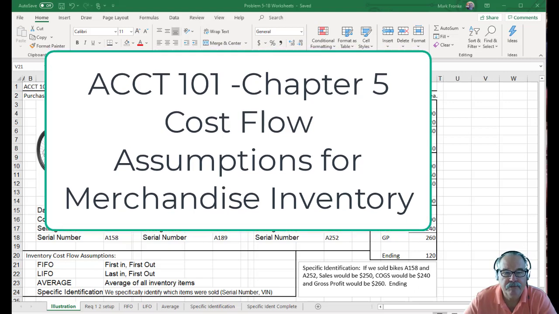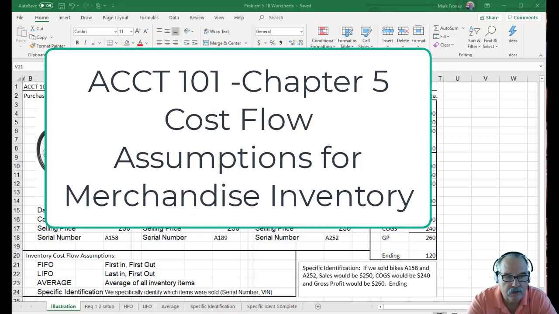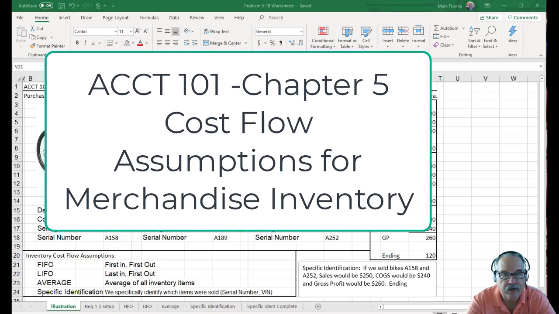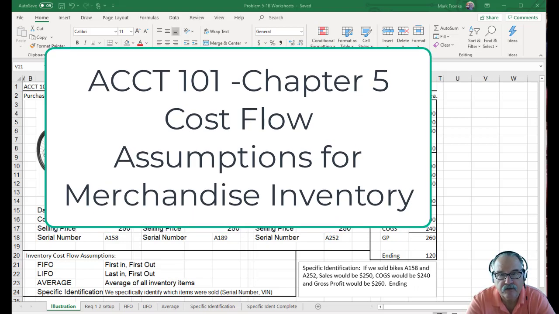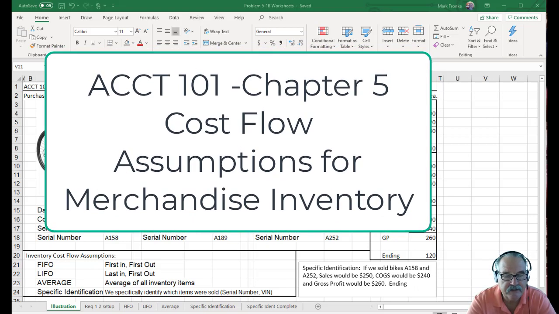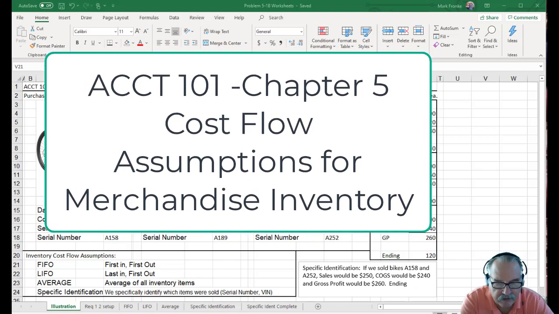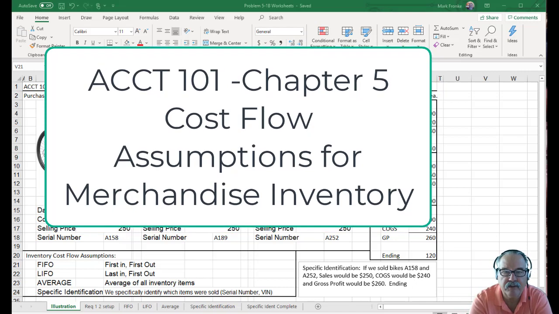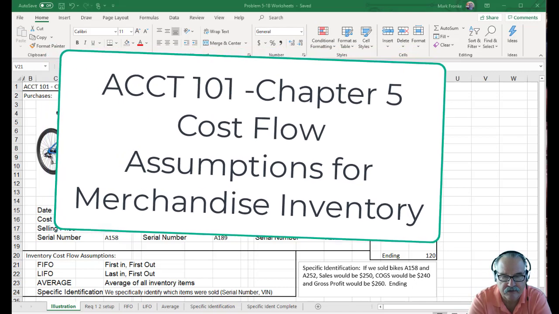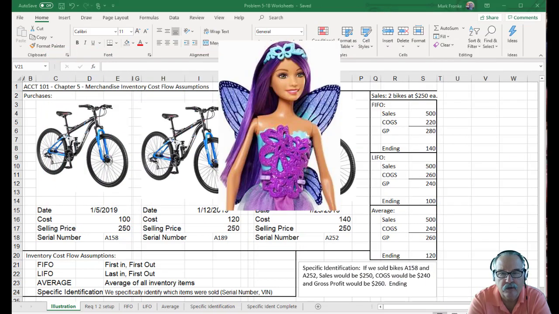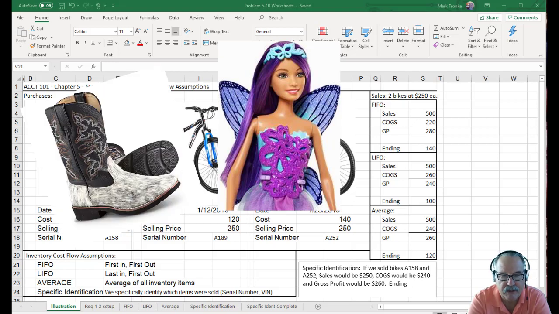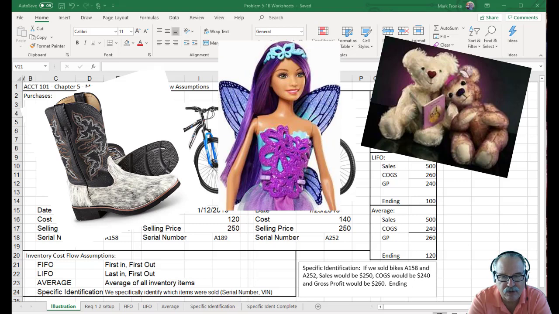Mark Frankel here. In this video, I'm going to talk about inventory cost flow assumptions. This is chapter 5 for Accounting 101. This applies to companies that sell products, Barbie dolls, or cowboy boots, or teddy bears, or anything that we call tangible personal property, something you can touch, something you can use.